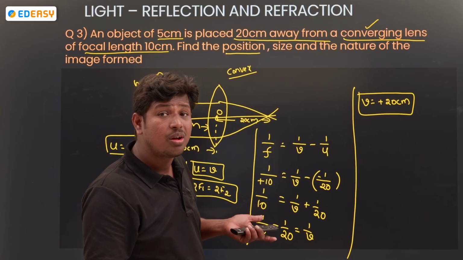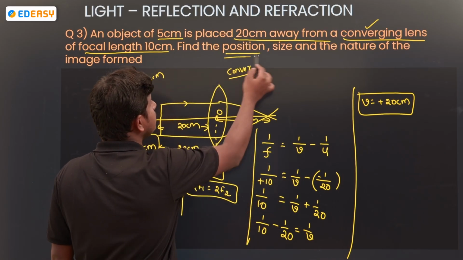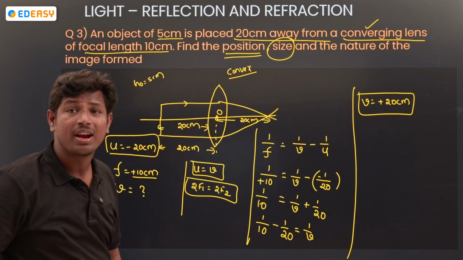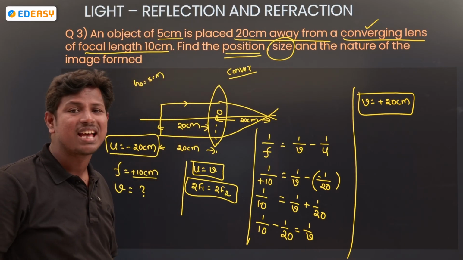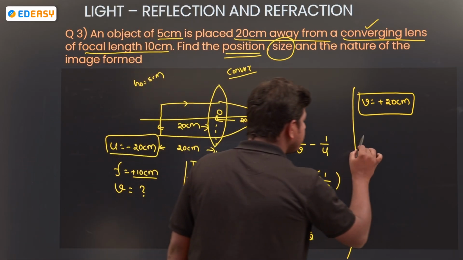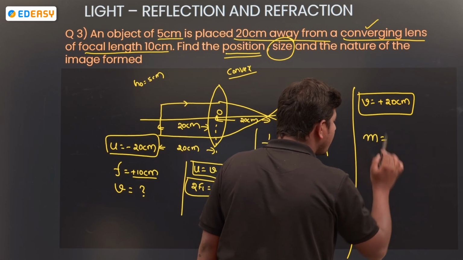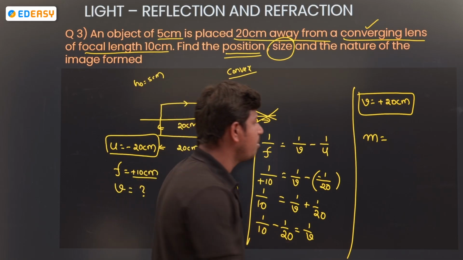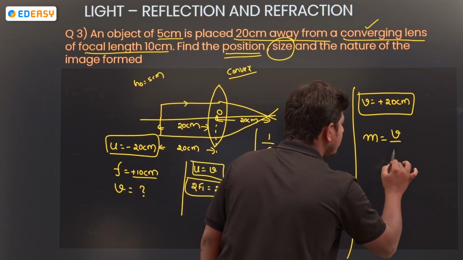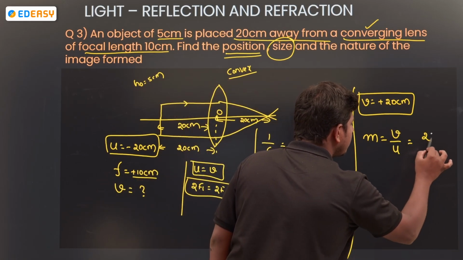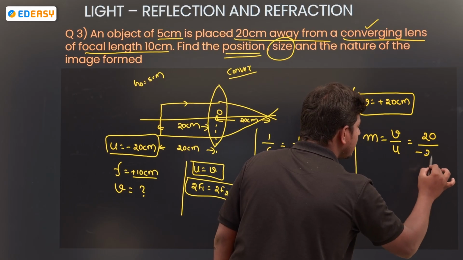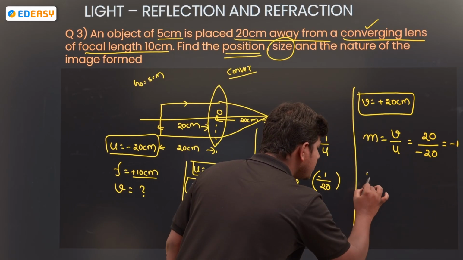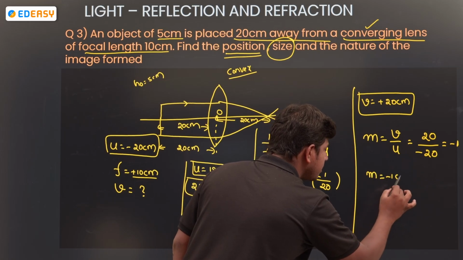The problem is solved? No. We have just found the position. Now we're going to find the size. What is the size? Magnification. Who will tell the formula for magnification? V by U. Remember, V by U. V value plus 20, U value minus 20. Then it will be minus 1. So the magnification value is minus 1.